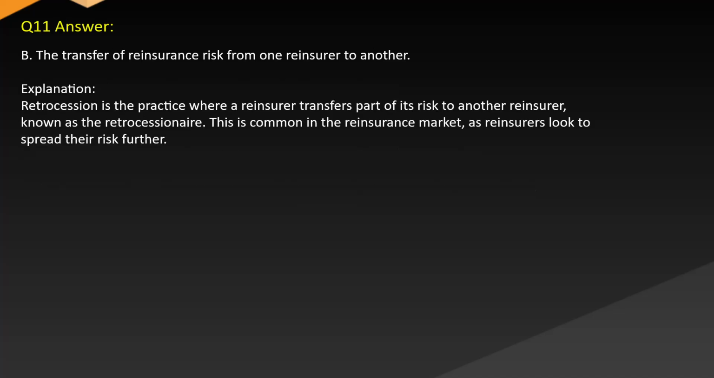Answer. B. The transfer of reinsurance risk from one reinsurer to another. Explanation. Retrocession is the practice where a reinsurer transfers part of its risk to another reinsurer, known as the retrocessionaire. This is common in the reinsurance market as reinsurers look to spread their risk further.